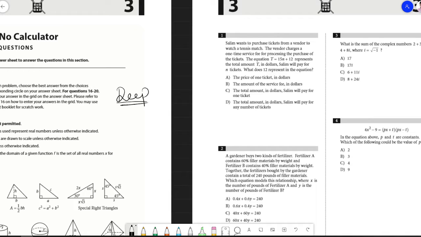Hello friends, so today we are going to solve maths practice test 6 for SATs. Let's start with question number 1.